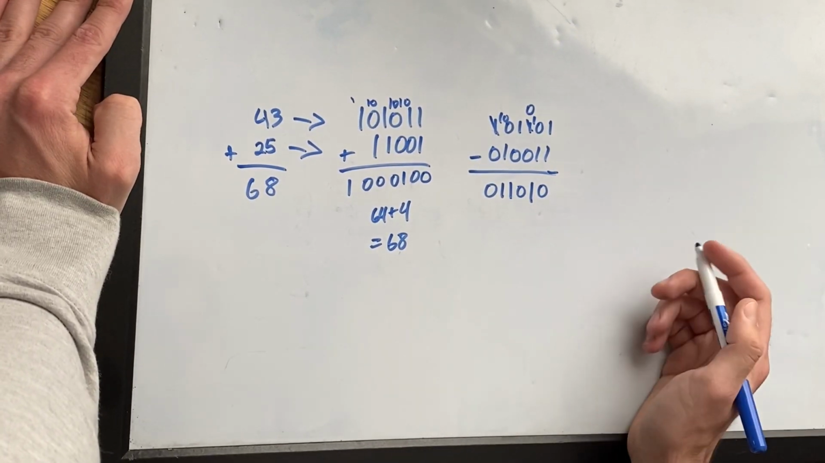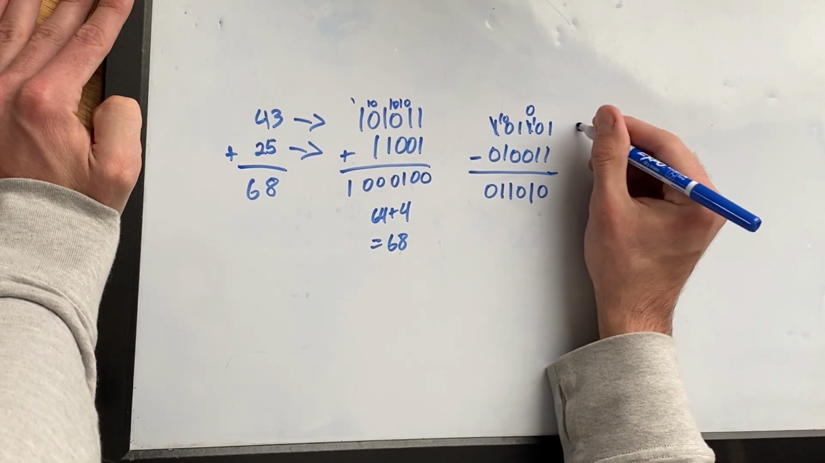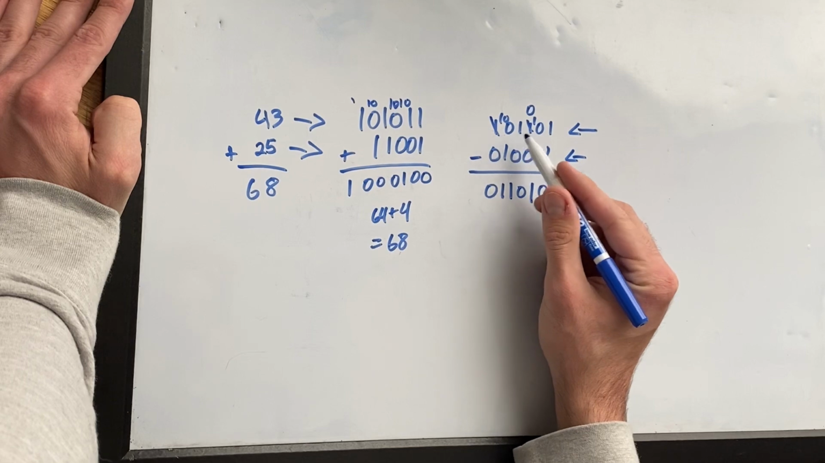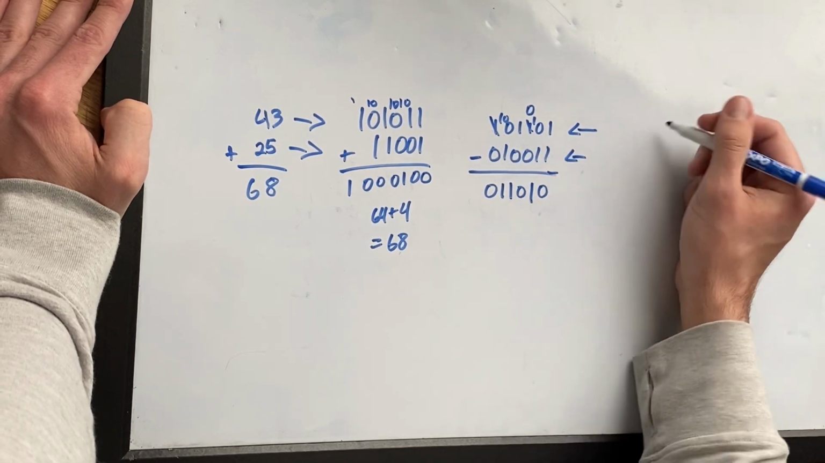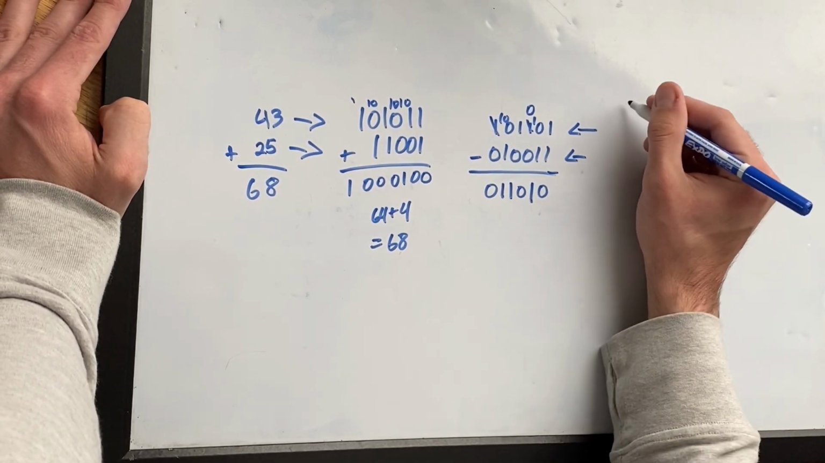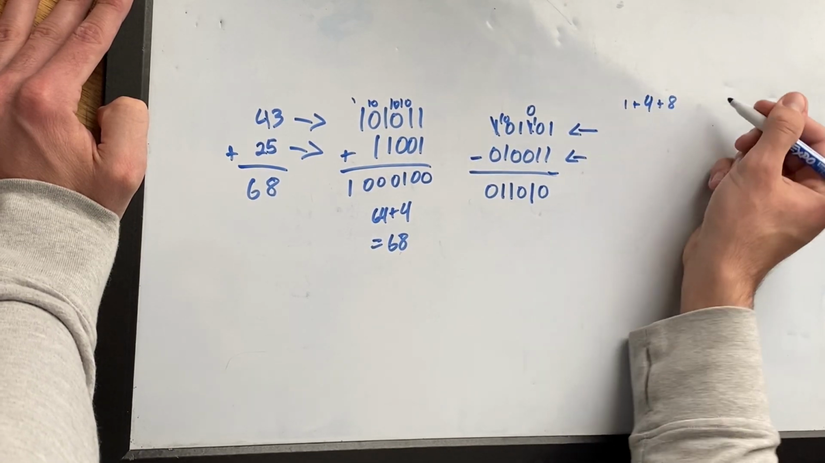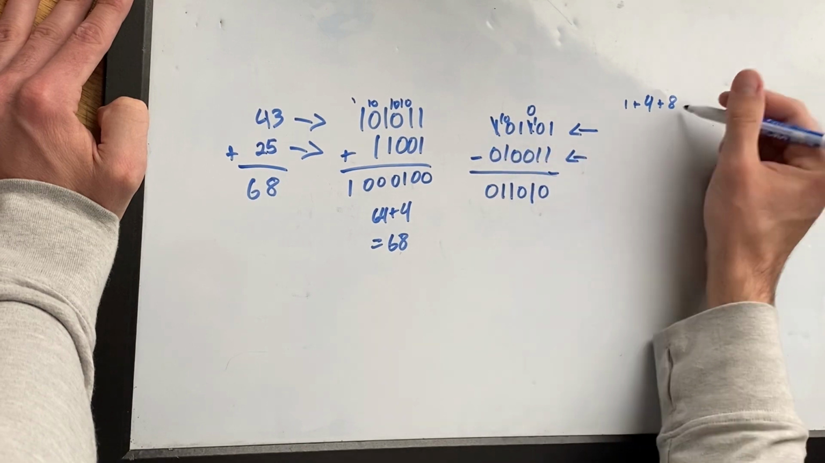I think that looks correct, but we're just going to double check it again with their decimal representations. So 1, 0, 1, 1, 0, 1. So we're going to have 1 plus 4 plus 8, not 16, but 32.